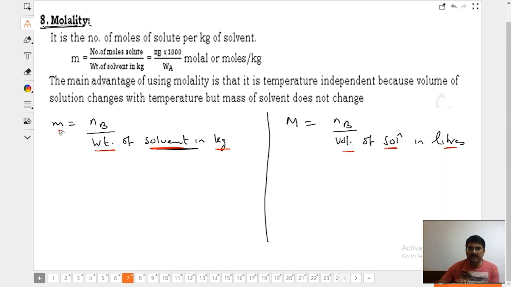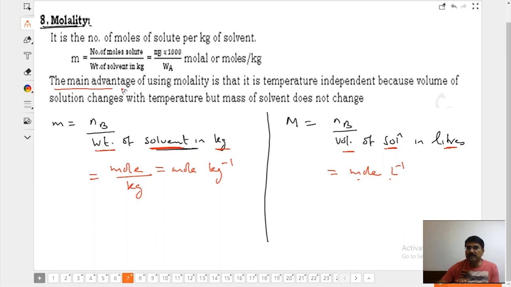What is the advantage of molality, small m? If you are confused, I will speak like this: molality, L wali, molarity, R wali. Molality L, small m. This is the IUPAC convention. What will be the dimension of molality? It will be mole per kg, weight of solvent in kg. And for molarity, the units will be mole per liter. That will be the difference.